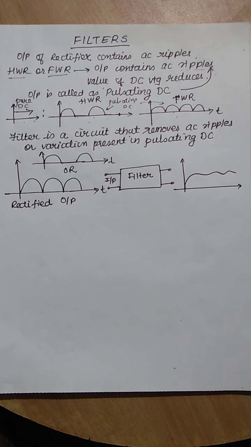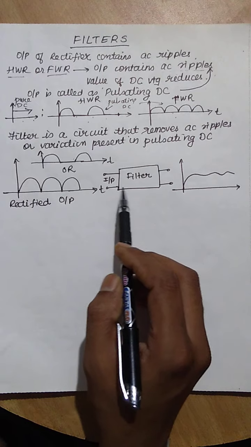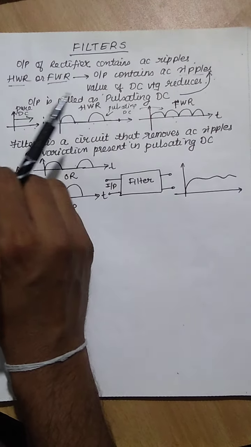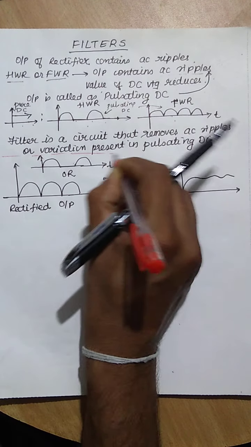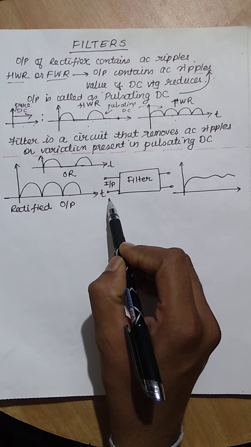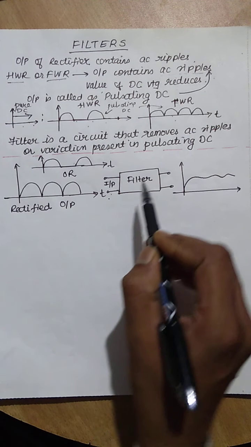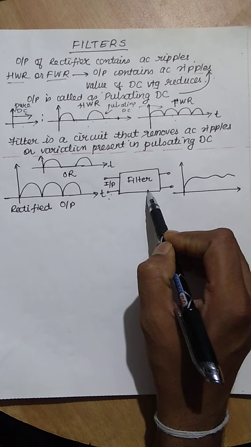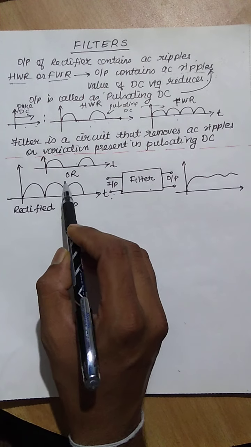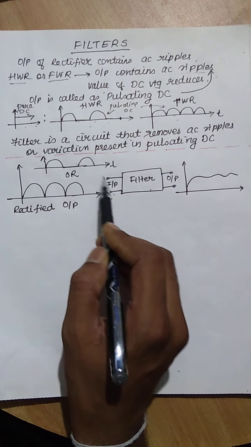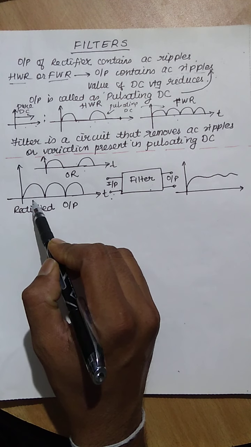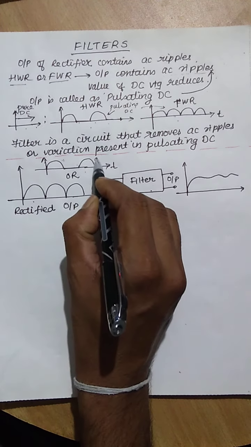Now we will discuss the block diagram of filter. So this is the very simple block diagram of the filter. So filter consists of an input, two terminals, this a filter circuit, and an output. So here the input can be the output of a half wave rectifier, or the output of a full wave rectifier. So this is the output of half wave rectifier.